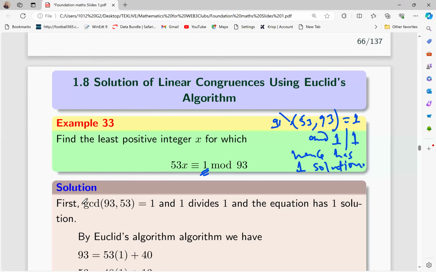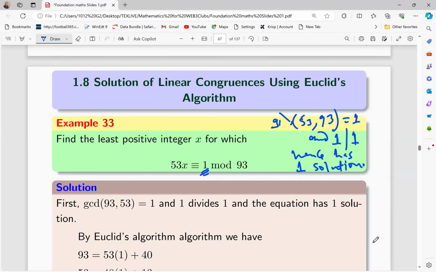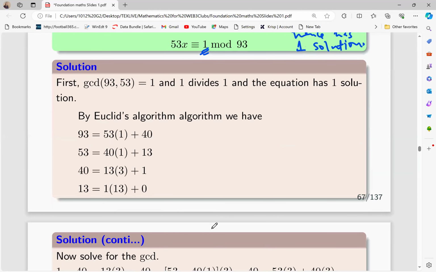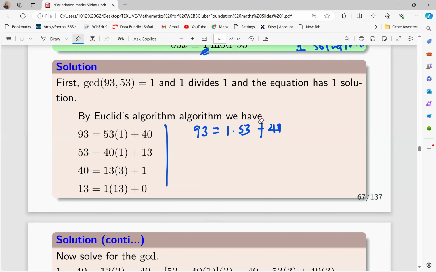After that, use Euclid's algorithm. 53 and 93. How many times does 53 go into 93? You'll find that 53 goes into 93 once, and the remainder is 40. 53 there, 40, the remainder.